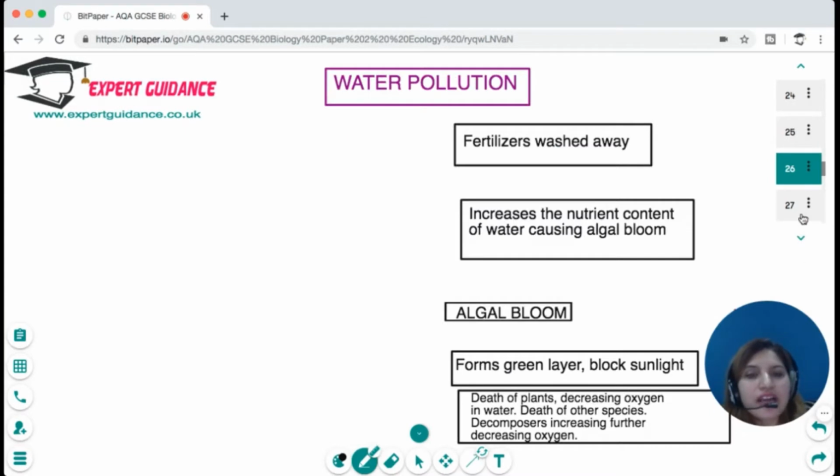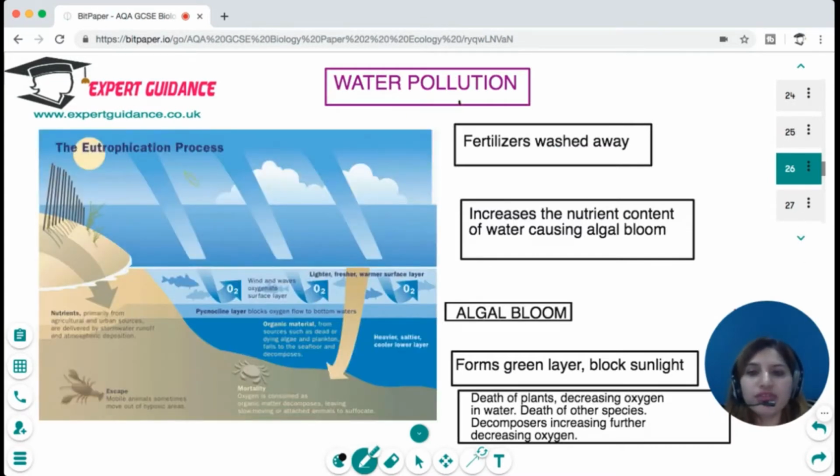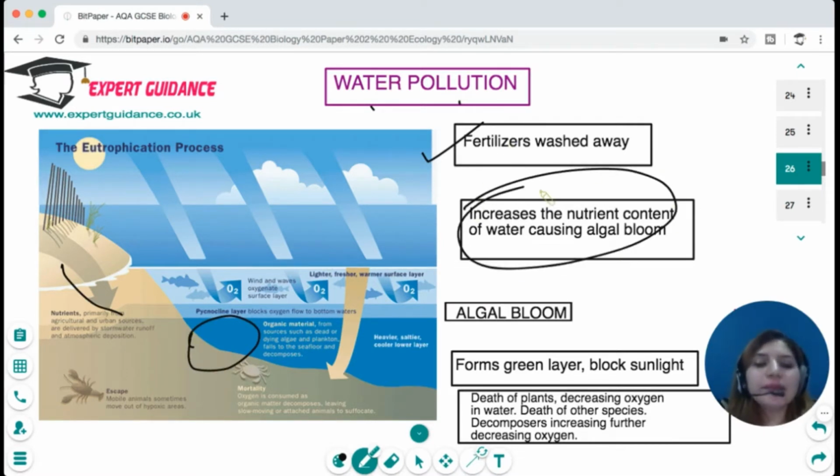Now, next after air pollution comes water pollution. And the biggest cause of water pollution is fertilizers and agricultural waste. They get washed away and go into the nearest water body. As they go into the nearest water body, they cause an algal bloom. And you must have seen at times the water body is covered with green scum. This is an algal bloom.